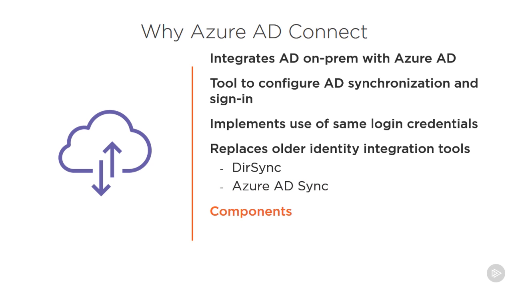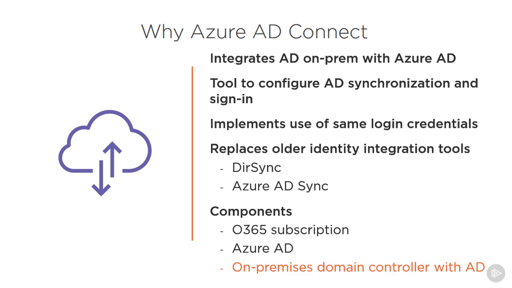Now, in order for you to use the Azure AD Connect, we have to have 3 things. We have to have an Office 365 subscription. That's no surprise, right? We then have to have an Azure AD environment in that subscription, and this allows us to perform that synchronization between the Active Directory on-prem and the Office 365 space. And then lastly, we need that on-prem domain controller running Active Directory. And the last 2 are the tools that are being used to perform that synchronization.